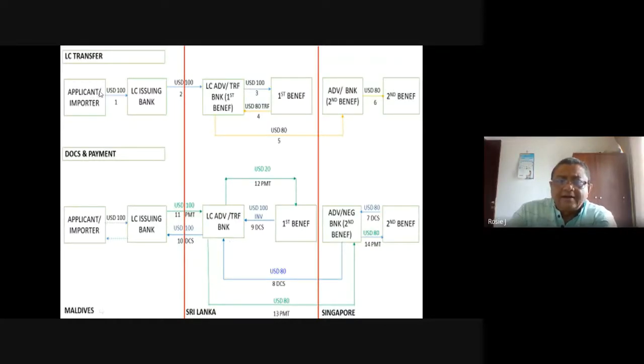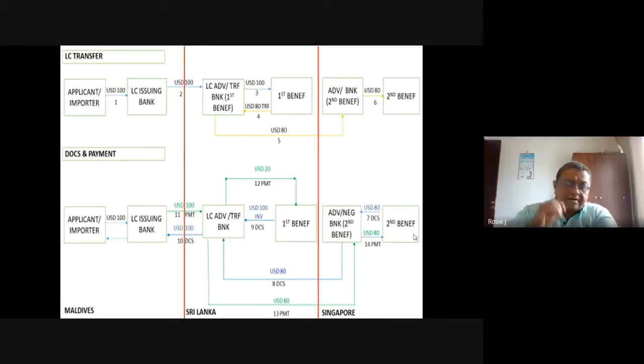Understand? So, by this, you're hiding from the second beneficiary who the original importer is. And by changing invoices, you're hiding from the Maldivian who the supplier is. So that is how transferability works, right?